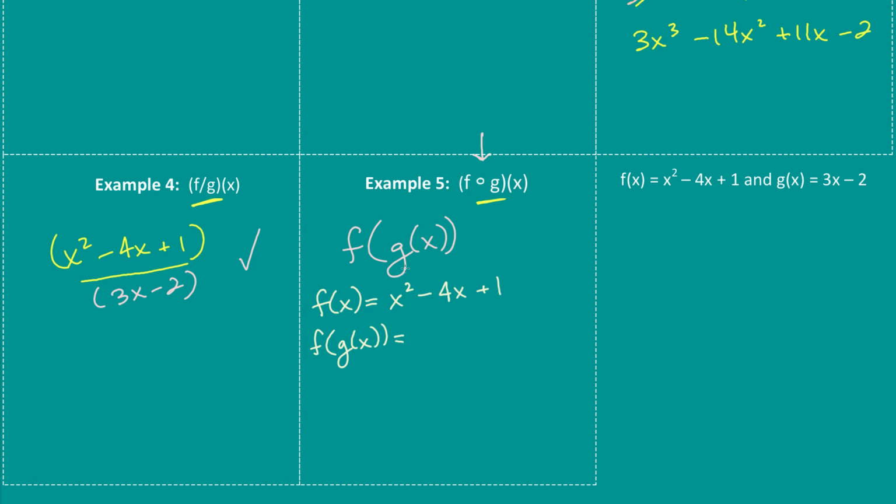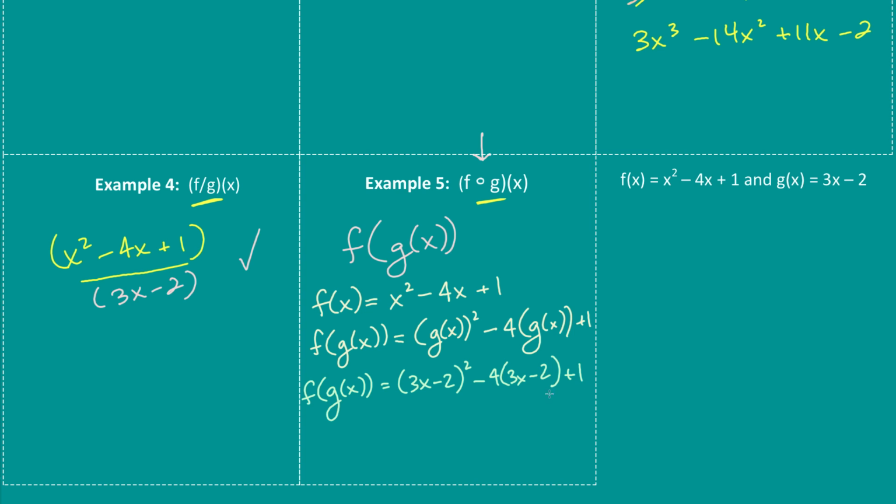like this, you would take your g of x and you would square it. Then you would subtract 4 of your g of x's, and you'd add 1. So that's what that means right there. And that seems awfully cluttered, so let's put in our actual g of x. Actually, might make it more cluttered. So f of g of x in total will be our g of x, which is 3x minus 2 squared minus 4 times 3x minus 2 plus 1.